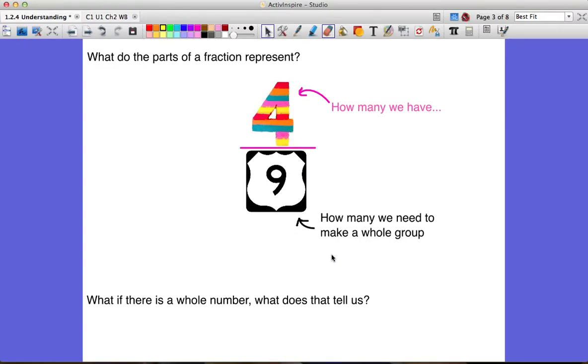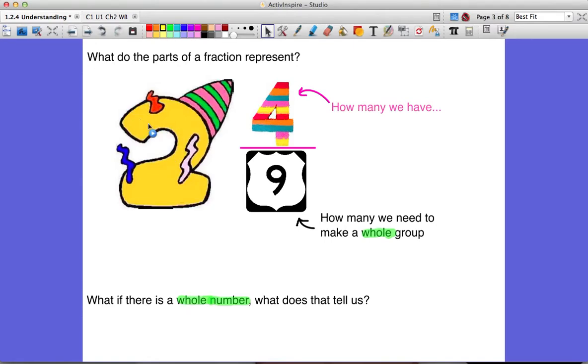Okay, but what if we throw a whole number in there? What does that tell us? Well, let's take a look at the word here, whole number. If 9 makes a whole group, and this is a whole number, we can put it together. The whole number is written large, and the fraction is written with smaller numbers, but the fraction is about the same size as the whole number. So this would look like this, 2 and 4/9.